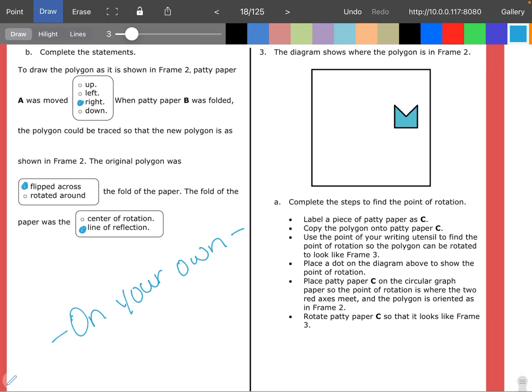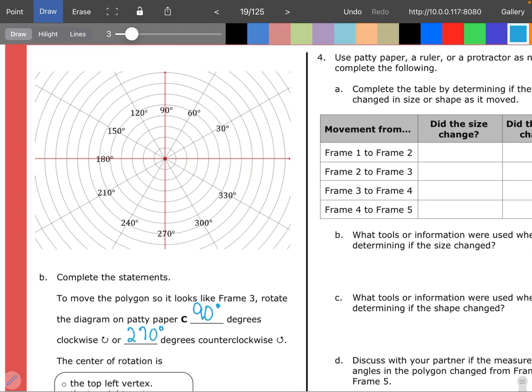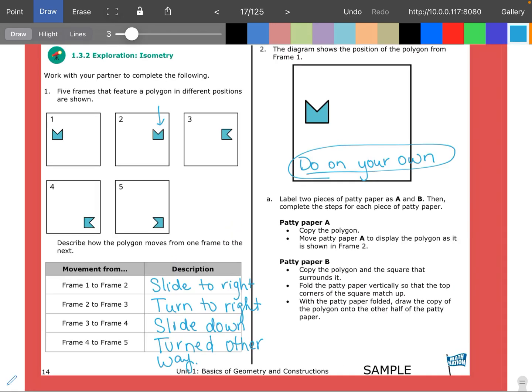Number 3, more patty paper that you're using over there. Once you get the figure drawn, you're going to rotate it on this circular graph paper right here. So you'll put your drawing of your polygon, center it about the origin, that point right there, and you're going to move it so it looks like frame 3. So what did frame 3 look like? There we go, there's frame 3.